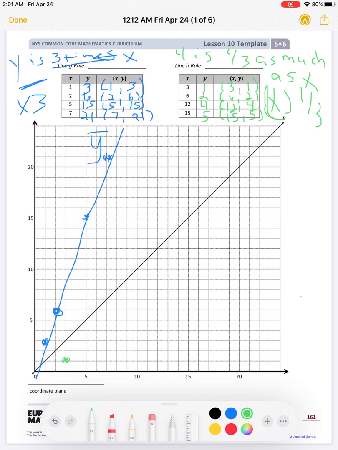Pause it if you need to draw it. Pause it if you need to slow down. Replay it. You can watch the video as much as you need to. Next set of data points. 6, 2. Okay. So here we'll go over to 6 on the x-axis because 6 is first. The x-axis goes first. 1, 2, 3, 4, 5, 6. And then we go to 2 on the y-axis. 1, 2. The data point goes there.